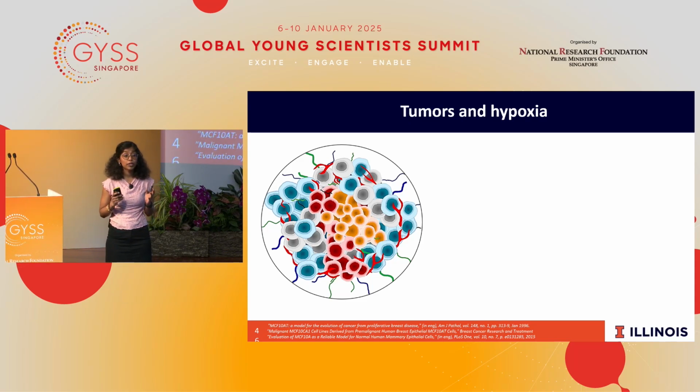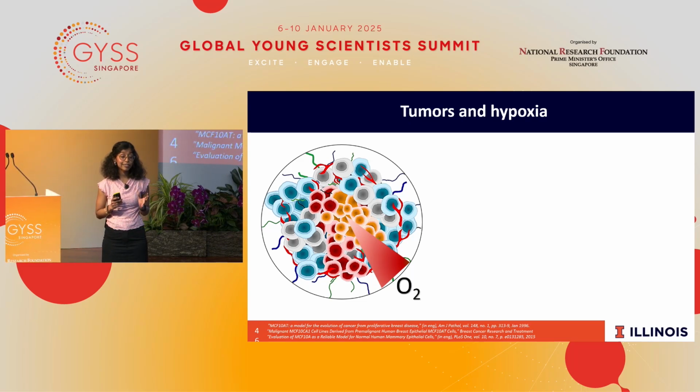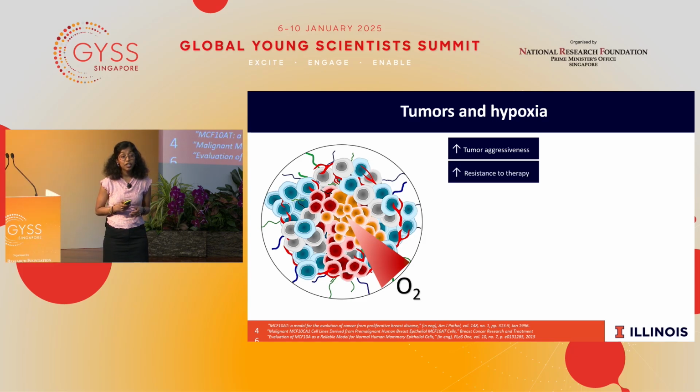Because of the tumor being so big, there is a lack of oxygen penetration, and this leads to a condition called hypoxia, where some of the cells inside don't get enough oxygen. You might think this might be a good thing, right? Tumors will probably die if they don't have enough oxygen, but no, this becomes the reason why more resistant cell lines become selected for, and therefore leads to tumor aggressiveness, resistance to therapy, and therefore patient mortality.